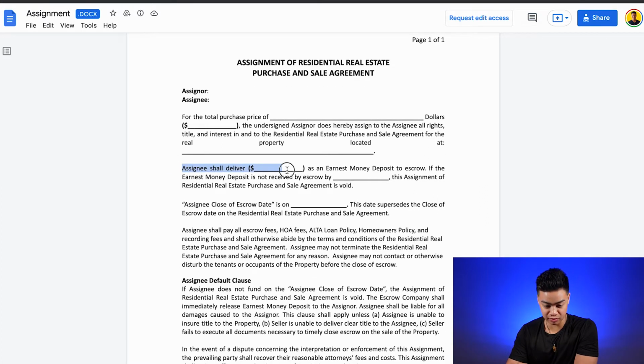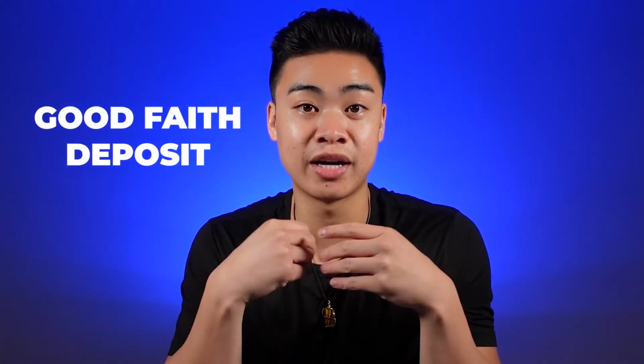Assignee shall deliver blank as an earnest money deposit to escrow. Now, if you do not know what an earnest money deposit is, an earnest money deposit is simply a good faith deposit that the buyer will submit as a good faith deposit for both the seller and for yourself as the wholesaler. So typically in my market, I'll usually ask the assignee to deposit a $2,500 earnest money deposit that's non-refundable.